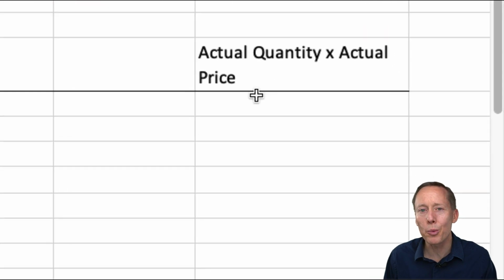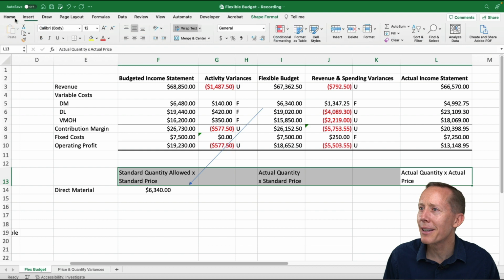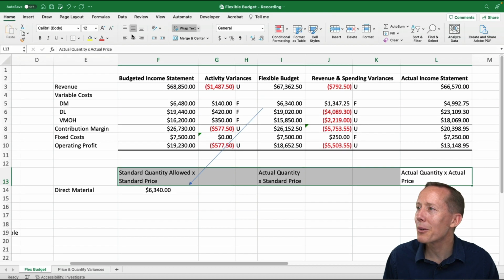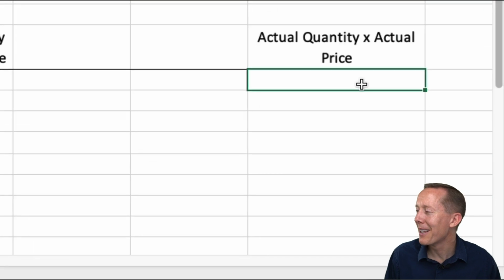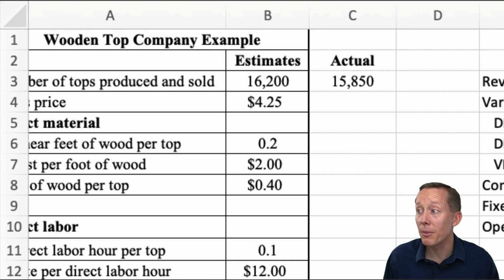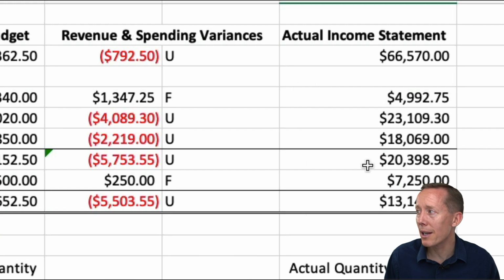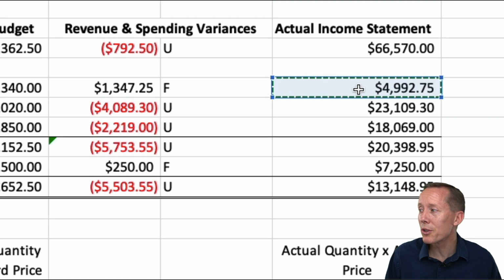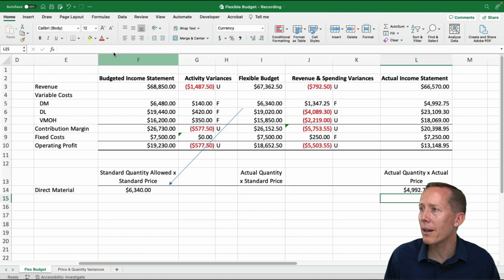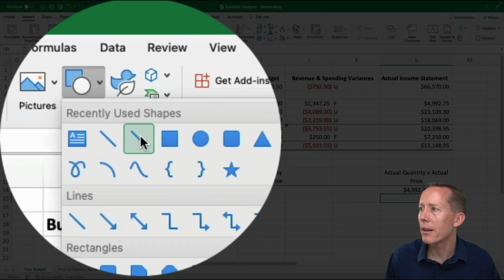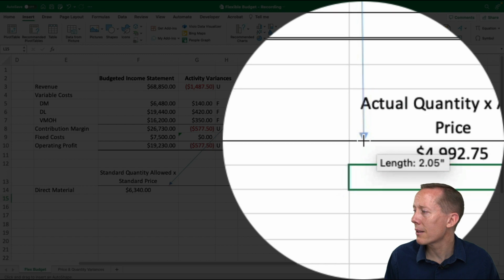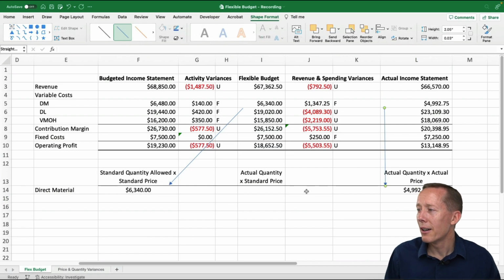Let's go ahead and jump to the far right now. In this column, we've got the actual quantity times actual price. Let me go ahead and center these. Okay, that looks a little better to me. All right, so the actual quantity times actual price. Well, over in this table, we don't have that information, but we do have our actual income statement, and this right here, this $4,992.75 is the actual quantity of wood times the actual price. We will just set it equal to that cell right there, and I will also insert an arrow in here to indicate or highlight that relationship. Okay, so far so good.